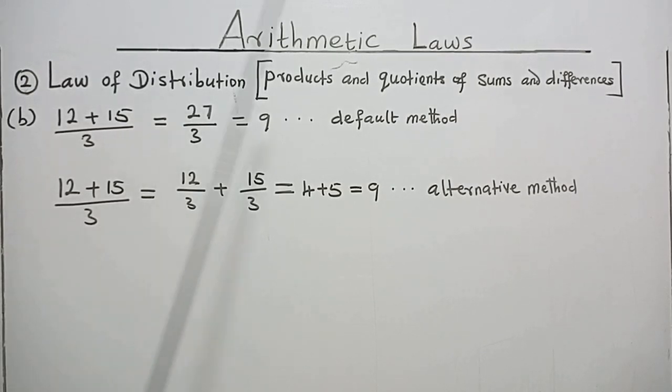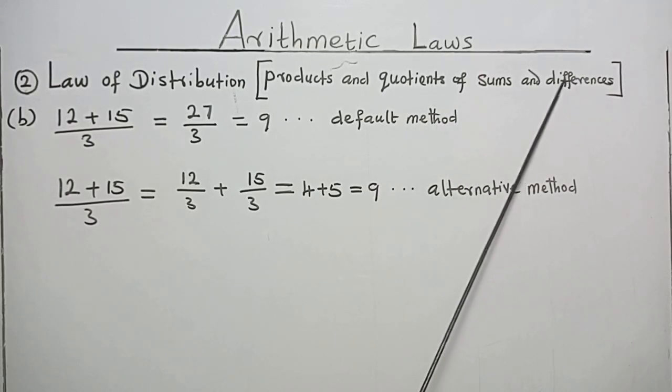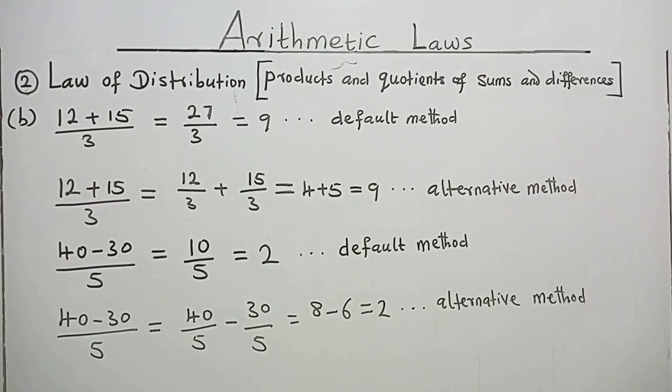Now let's consider quotient of differences. And here comes the example on quotient of difference. 40 minus 30 all over 5 can be evaluated in two different ways in like manner. Don't forget that the first case was a quotient of sum, but this is a quotient of difference. 12 plus 15 is a sum, but 40 minus 30 is a difference. In both cases, something divides the result.